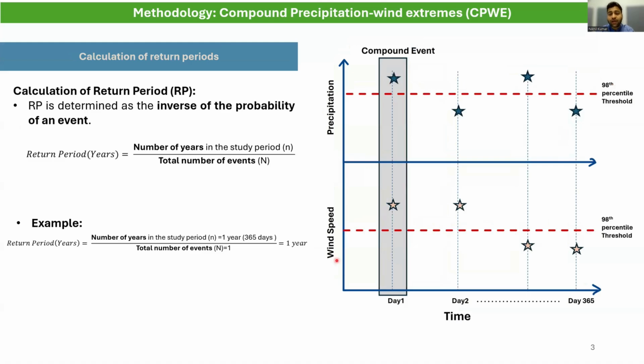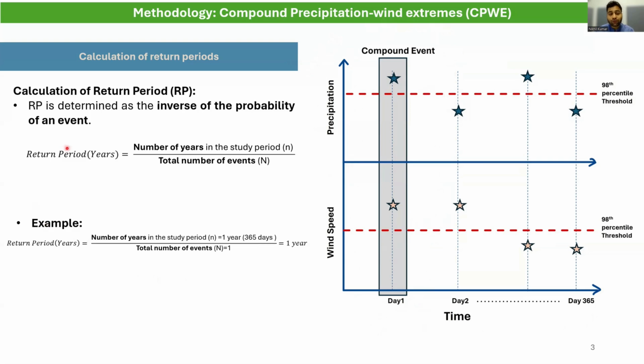Now that we have identified what a CPWE is, you might be curious about how often these events occur. How do we calculate their frequency? In our study, we first determine this through the return period. How is the return period calculated? If you look at the figure, it is the same figure from the previous slide. Let's say we have one compound event in the whole 365 days.